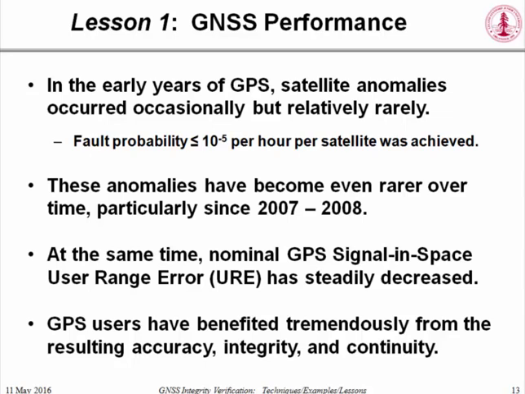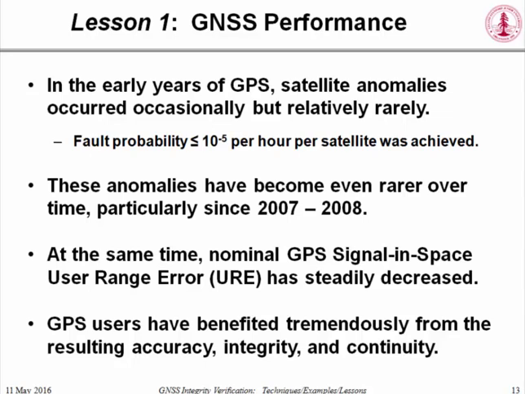In the early years of GPS, satellite anomalies occurred occasionally, relatively rarely, but occasionally. We had enough examples, for example, to understand certain fault modes, particularly satellite clock failures, and build threat models for them. However, they were still fairly rare. We were given a fault probability that was met, and so we could use this in our integrity justification.